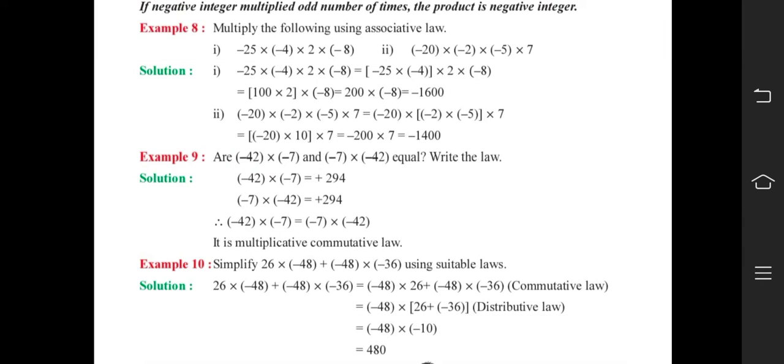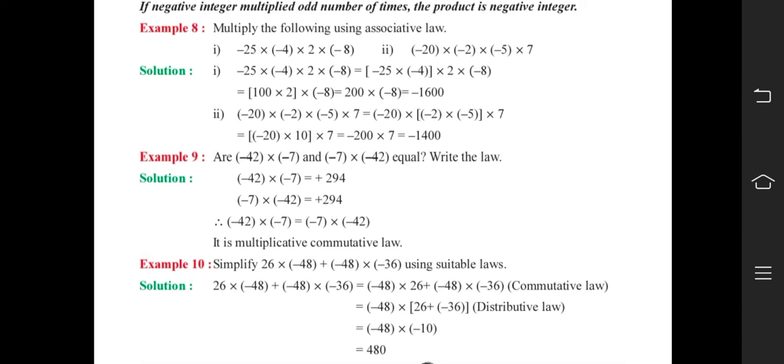Now look at the 10th example. Simplify 26 into minus 48 into minus 48 into minus 36 using suitable laws. You have to simplify this one, children. So we have learned the properties, no? That means laws: commutative, closure, associative, distributive, identity, inverse. We learned them now, so you have to use those suitable laws.